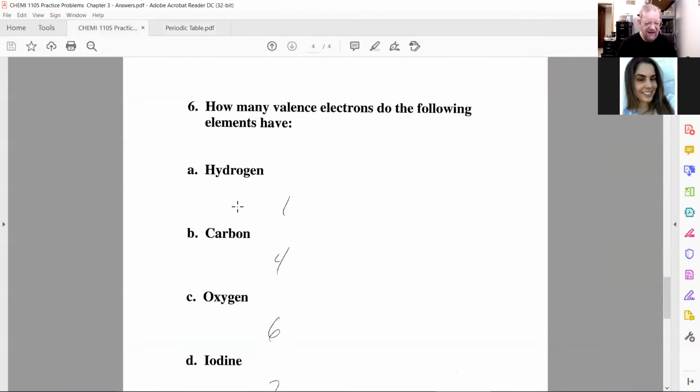All right. And the last question on here is, how many valence electrons do the following elements have? You should know that the valence electrons are the outermost electrons of an atom. Those are the fun ones to play with, because those are the ones you'll learn are involved in chemical reactions.